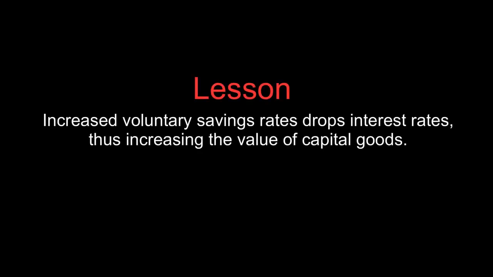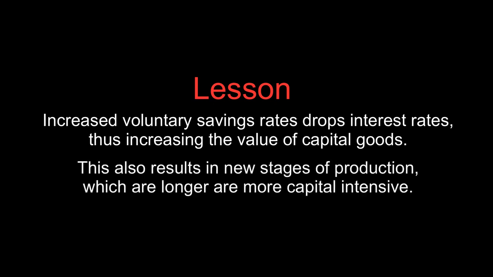To summarize this effect, increased voluntary savings result in a drop in interest rates, which increases the valuation of capital goods in proportion to their distance from consumption. This also results in expansion of the general structure of production, either through creation of more existing production processes or through creation of new lengthier production processes.